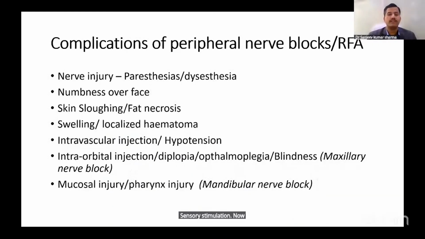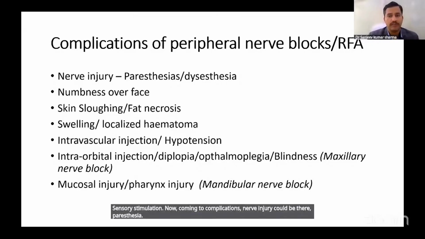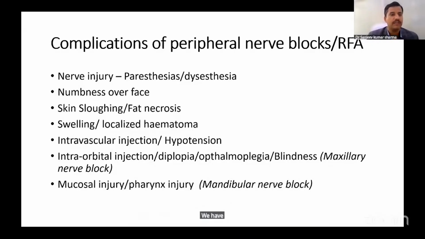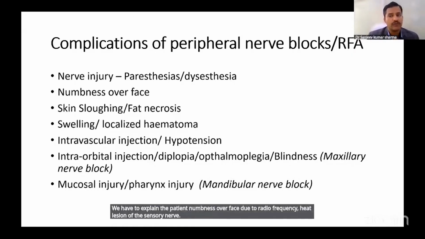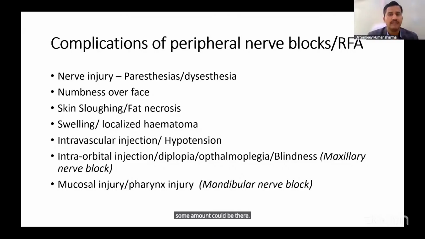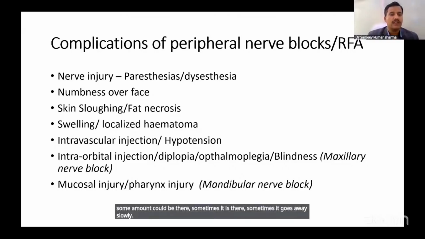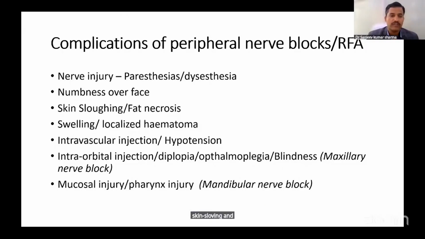Now coming to complications. Nerve injury could be there, with paresthesia and dysesthesia due to nerve injury. Sometimes it happens, sometimes it doesn't. We have to explain this to the patient. Numbness over the face could occur due to radiofrequency heat lesioning of the sensory nerve. Some amount could be there; sometimes it is there, sometimes it goes away slowly. Skin sloughing and fat necrosis could be there. Swelling and localized hematoma could be there.